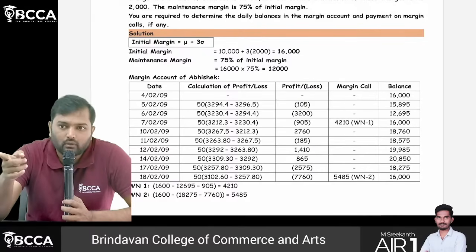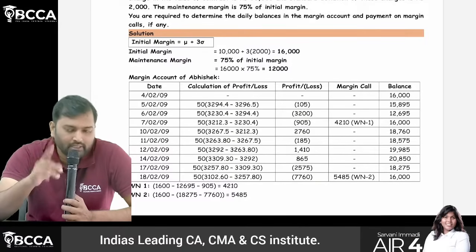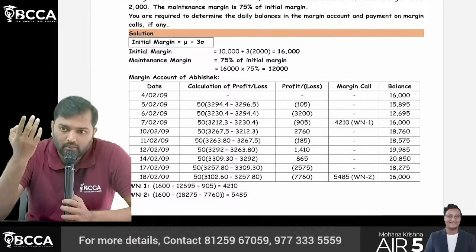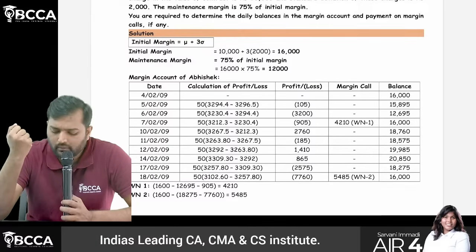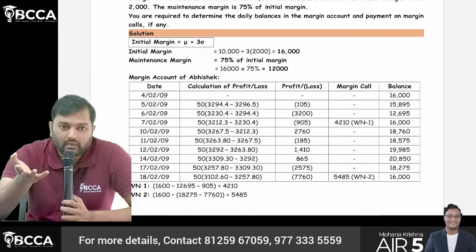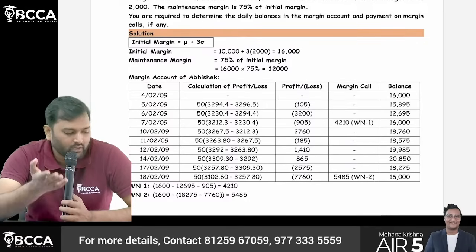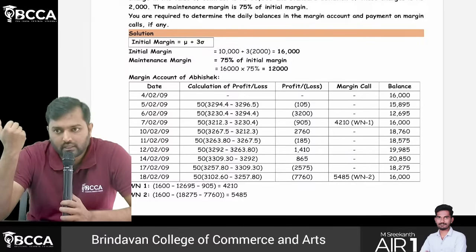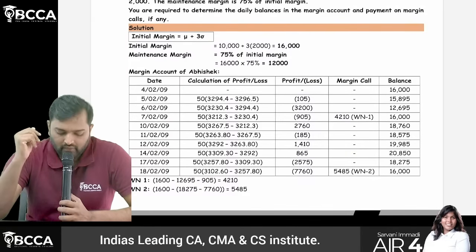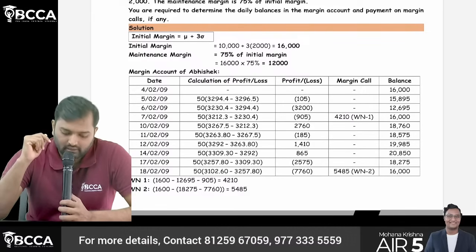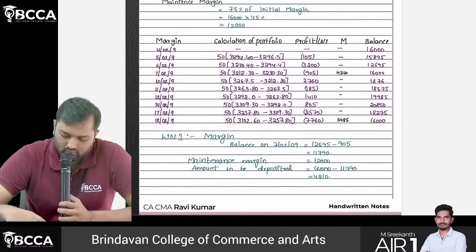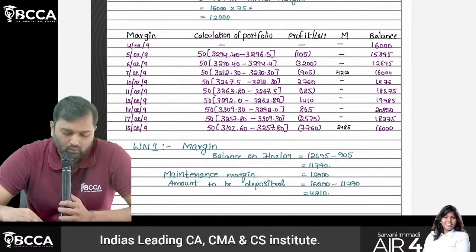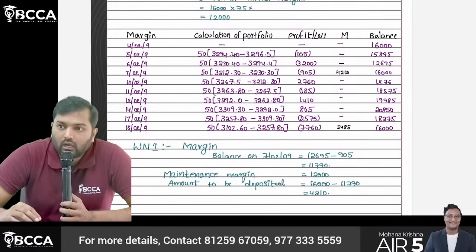The balance has fallen below the maintenance margin. He has to increase the balance to 16,000. He has to make a deposit. The amount deposited is called as a variation margin. What is the amount to be deposited? So what is the balance? 11,790. So from 11,790, the balance we should bring back to what? 16,000. So 16,000 minus 11,790. So the answer is what? 4,210. Clear? 4,210. So 4,210 is the amount to be deposited.